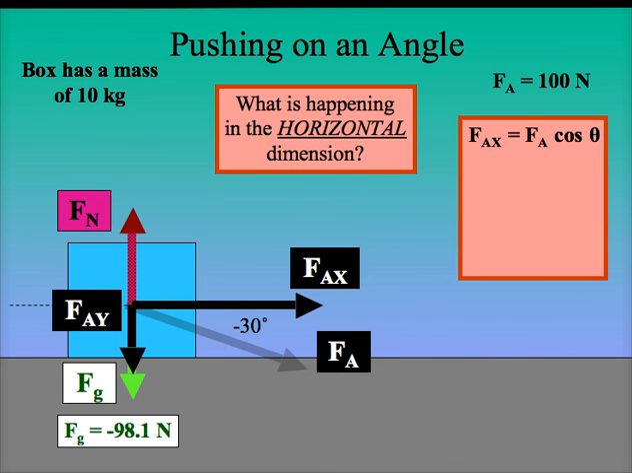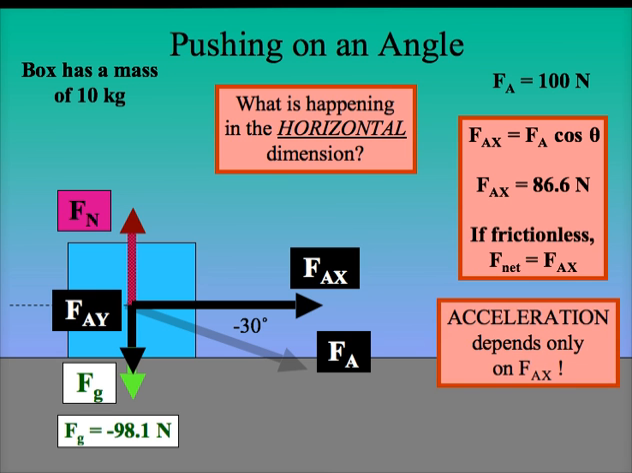Okay, what's happening in the horizontal? We know Fax is equal to Fa cos theta. So 86.6 newtons, and since it's frictionless, the Fax is equal to the net, and we can calculate the acceleration of this particular box.